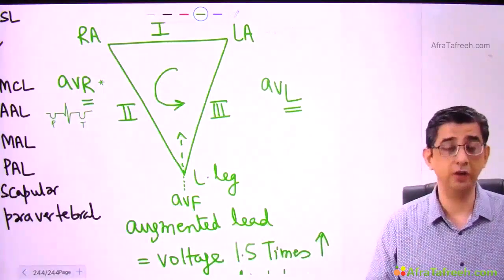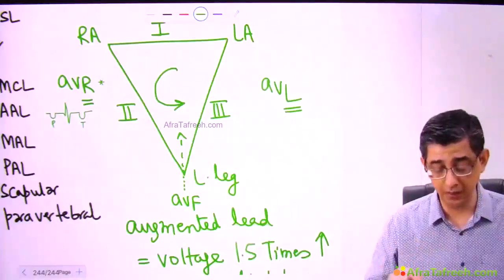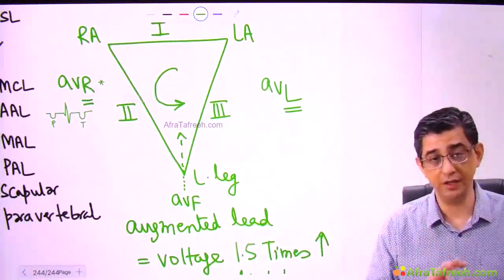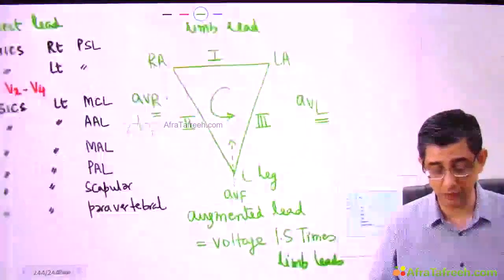So to study the right ventricle, we use lead number 2, lead number 3, and lead number AVF, and do not answer lead number AVR as I've already sensitized you to.